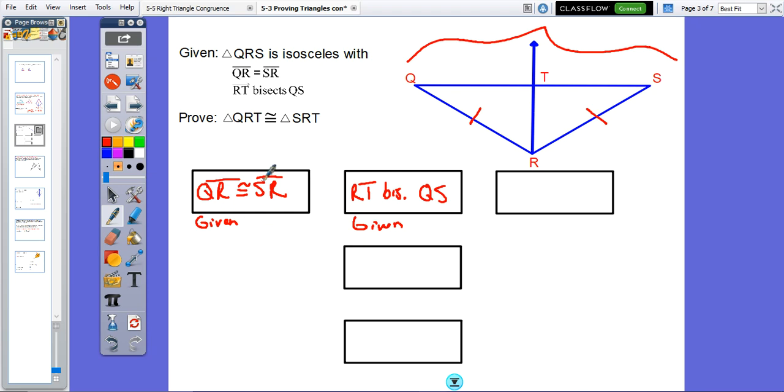So let's start with this. This already gives us a side. We need 3 sides in this, so we got 1 side already. So I put a little S right there so we remember. Now, RT bisects QS doesn't directly help us, but it does apply.